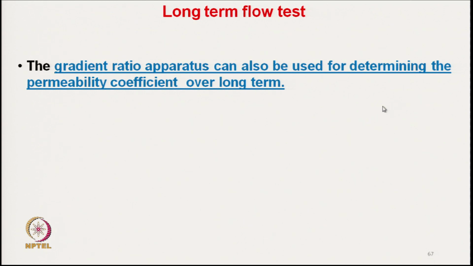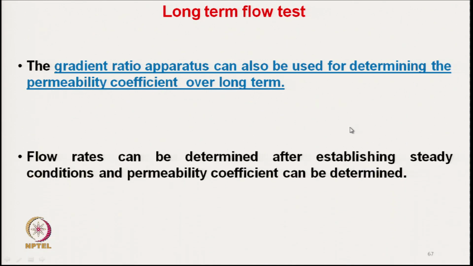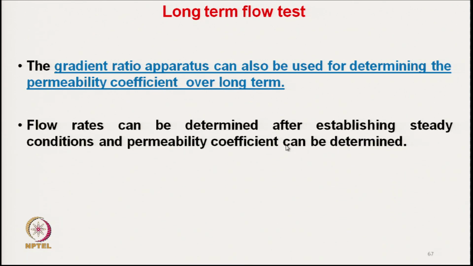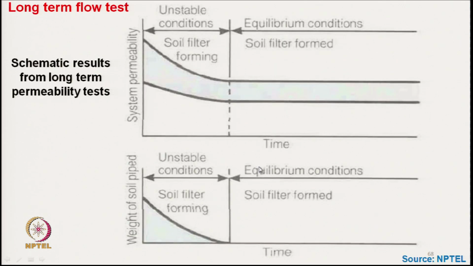As far as long term flow rate, the gradient ratio is used. Flow rate can be determined by establishing steady state condition, and the permeability coefficient can be determined. So, with the long term at steady state condition the permeability is determined. This is the schematic diagram. Initially the system permeability reduces gradually because of the soil filter formation. This is the system permeability. System permeability means the geotextile along with the soil.